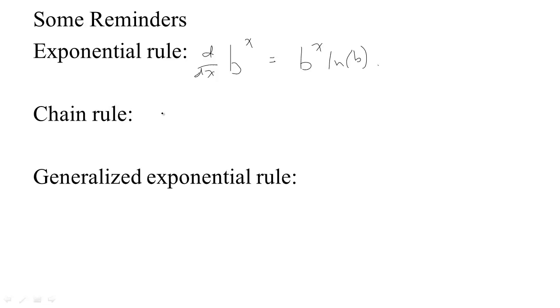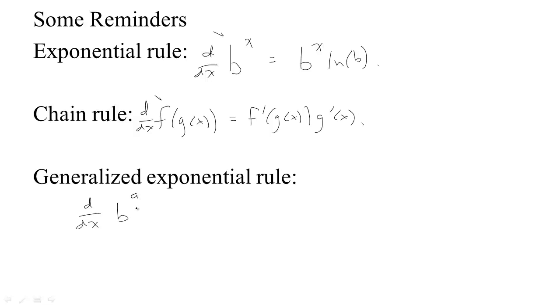Now the chain rule says that if you need to take the derivative of a composition of functions, so let's say we want to take the derivative with respect to x of this composition, then you take the derivative of the outside evaluated at the inside times the derivative of the inside. If we use our exponential rule with the chain rule, then we can figure out what to do if we need to take the derivative of some base to a function.